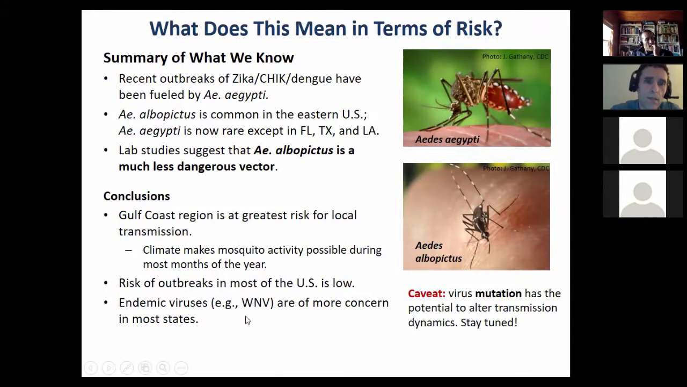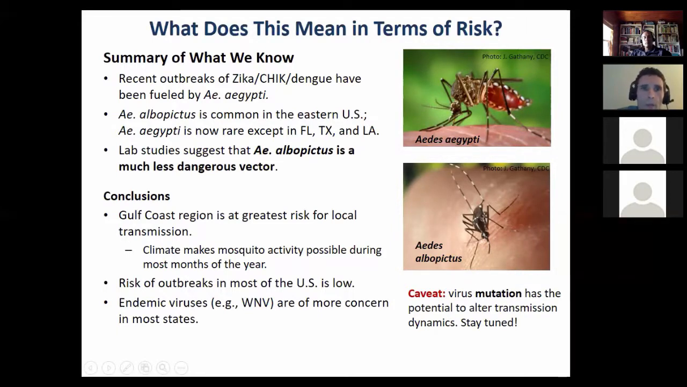I would say that in most of the U.S., endemic viruses like West Nile virus are more of a concern. Now, I have a caveat here, and that's that virus mutation has the potential to alter transmission dynamics. As we saw with West Nile, a few mutations and it took off. So there could be some mutations in Zika virus that make it more efficient for Aedes albopictus. We haven't seen that happen anywhere else in the world, but that doesn't mean it won't happen here. So it's something we have to pay attention to.